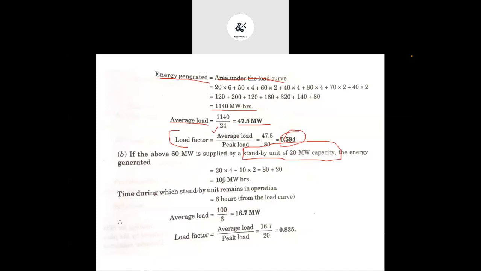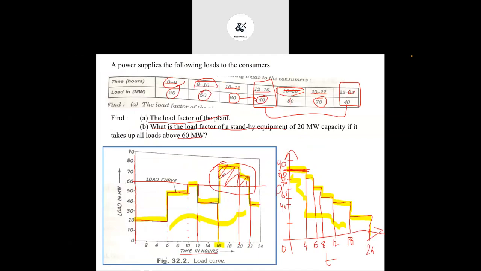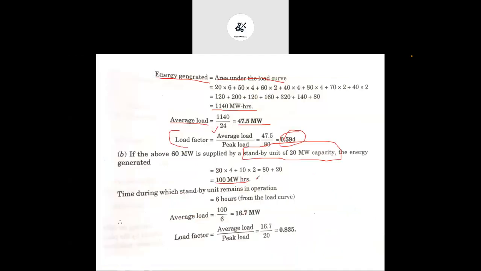So for that, we have to first of all find out the average load, and the peak load we already know: that is 20 megawatt in this particular case, because 60 megawatt will be provided by the base load. So the peak load for the peak load power plant will be 20 megawatt. For the average load we have to first find out the area, that is 20 into 4 plus 10 into 2. So you can see here, this will be 20 from here to here. Okay, 20 into 4: for 4 hours we require 20 megawatts, and for the remaining 2 hours we require only 10 megawatts extra. Okay, so that will be the area. So the area we have to find out is 100 megawatt hours.